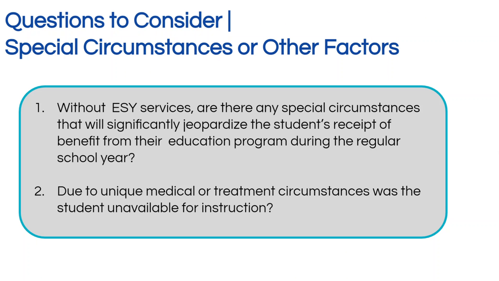Questions to consider when looking at special circumstances or other factors might include: 1. Without ESY services, are there any special circumstances that will significantly jeopardize the student's receipt of benefit from their educational program during the regular school year? 2. Due to unique medical or treatment circumstances, the student may have been unavailable for instruction. When all other ESY factors have been reviewed and exhausted, please ensure the PSL is included in a conversation regarding ESY qualification based on special circumstances or other factors.